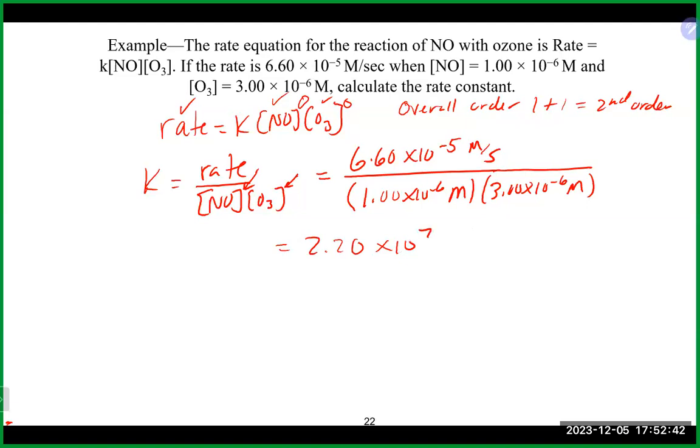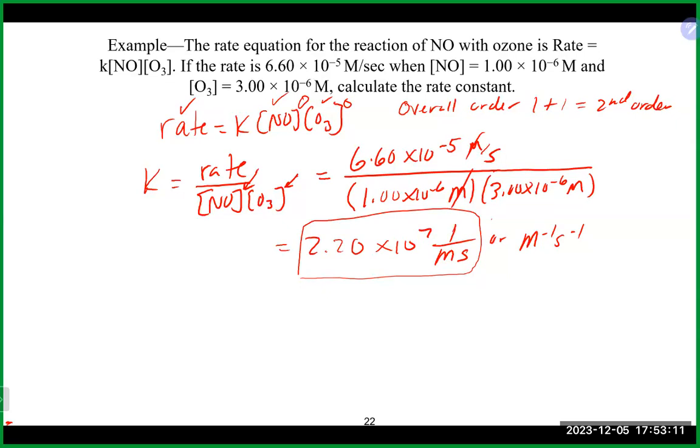Now, in terms of units, if we look and see what happens here, molarity up on top and one of the molarities there on the bottom will cancel each other. And this will leave us 1 over molar seconds as our units, sometimes written something like that. And as we will talk about, those are the typical units that you find for the rate constant of a second order reaction overall.